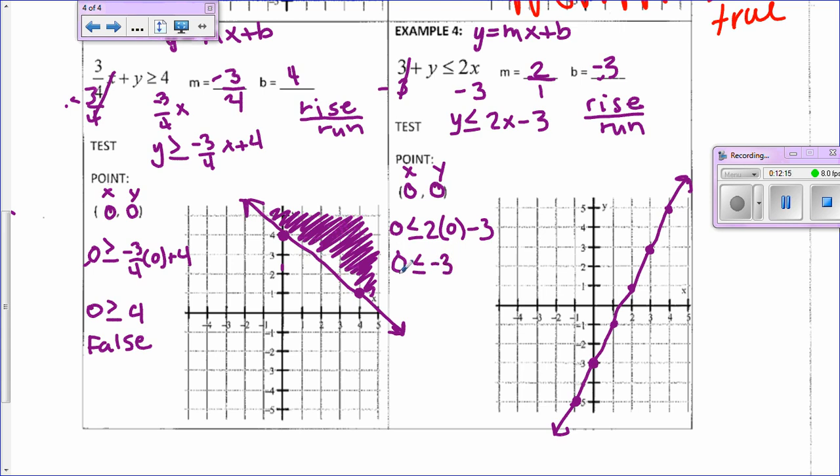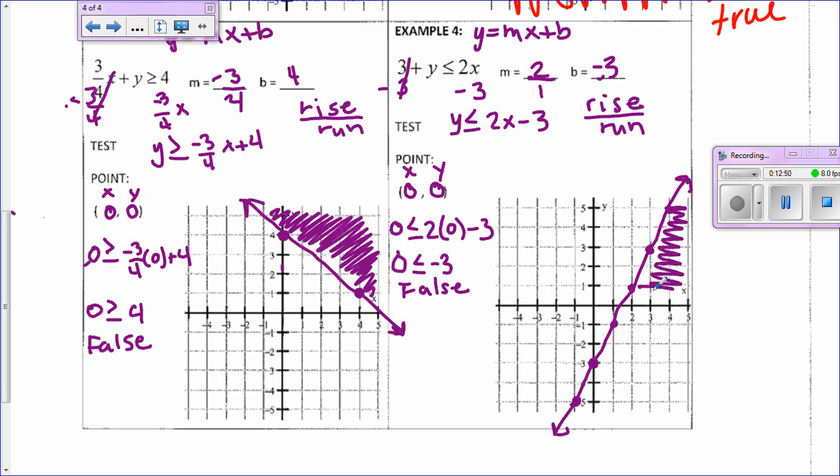So we need to determine if this is true. So is 0 less than or equal to negative 3? And I would say that would be false. 0 is not less than negative 3. Okay? So that means at this point on the graph, 0, 0 would not be included in our shade. Right? So everything on the opposite side of our line would be shaded.